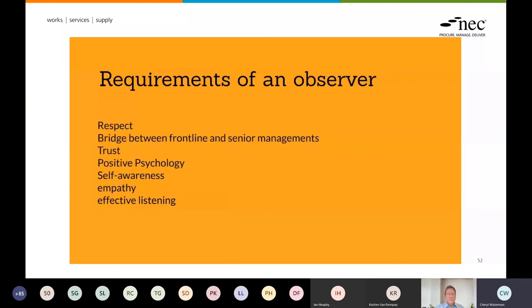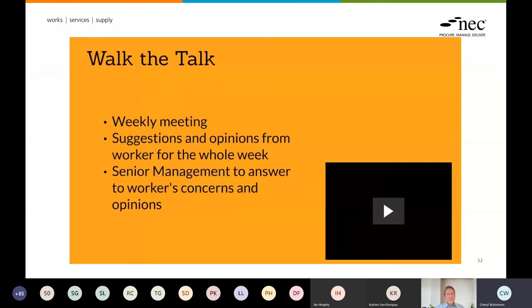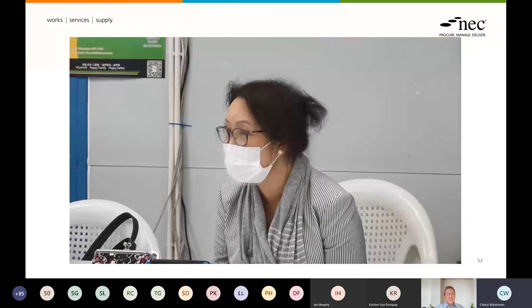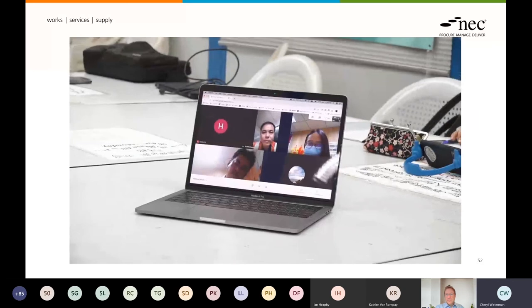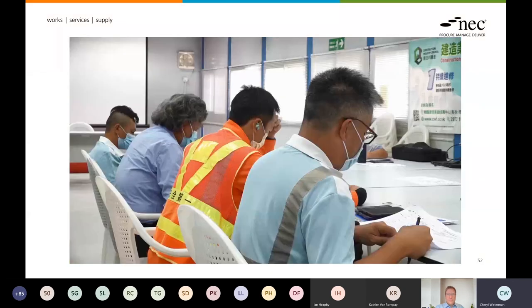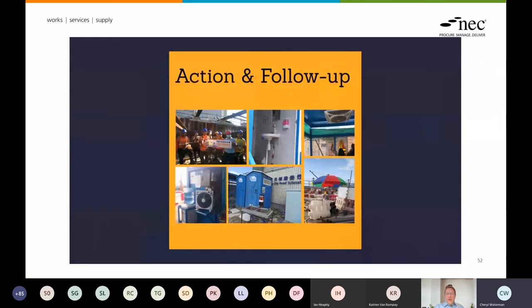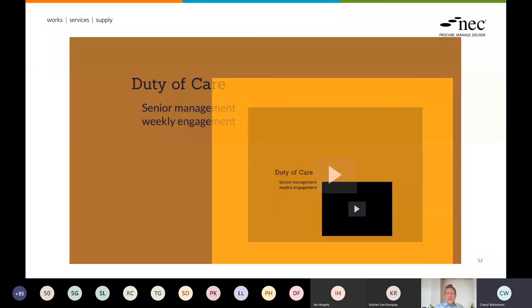Observers bridge between frontline staff and senior management through awareness, empathy, effective listening, and respect to build trust with the workers by using positive psychology. Meetings are held with different stakeholders every Friday to address worker feedback. The meetings are attended by a diverse, psychologically aware team that create a platform for anyone to express their concerns without fear of retribution. Here are some photos of the action and follow-up done at the management level.